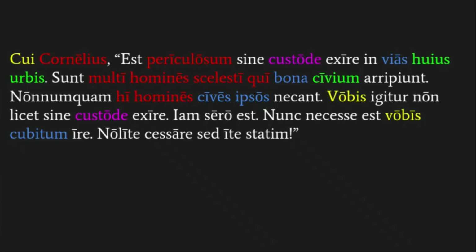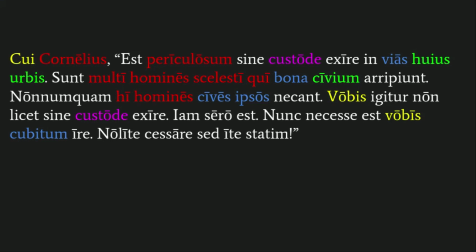Next, we have vobis igitur non licet sine custode exire. So it says, therefore, right, because these men are out there killing citizens, right? It says, therefore, it is not permitted, non licet, vobis, for you. Remember, non licet goes with the dative. It's not permitted for someone to do something. It's kind of the construction. So it's saying it's not permitted for you all, vobis, exire, to go out, sine custode, without a guard.